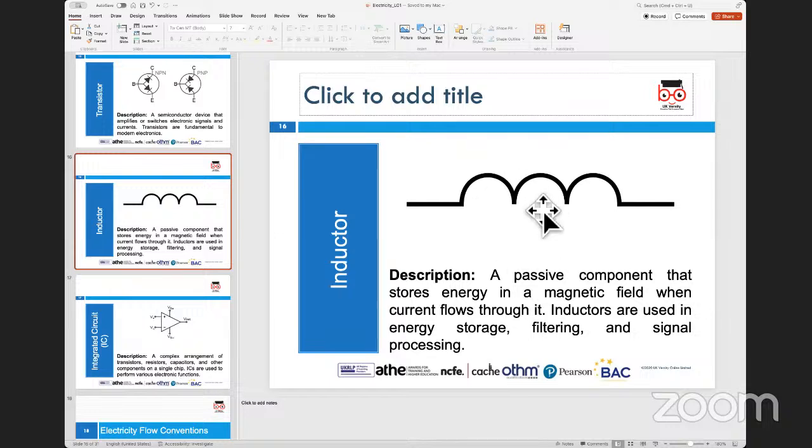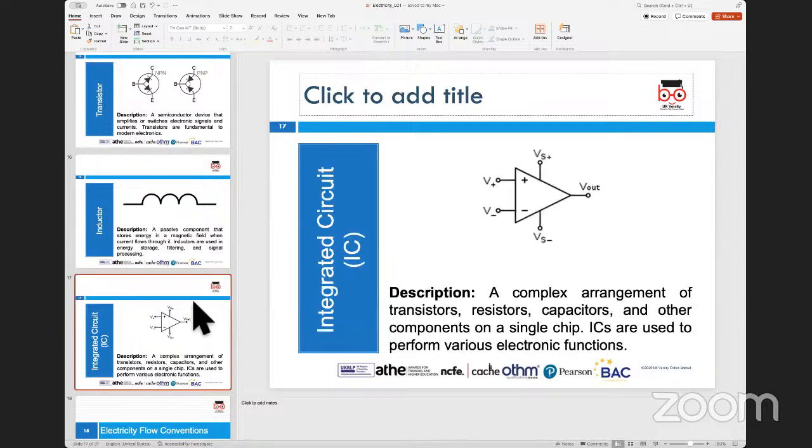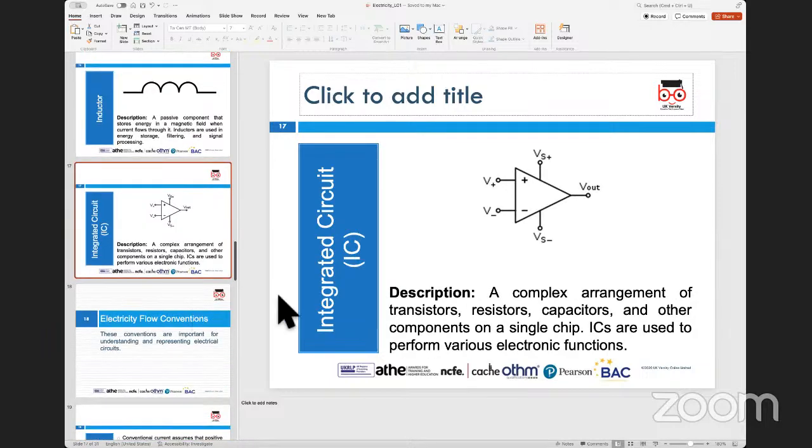And the symbol is normally three, I would say, peaks essentially alternating like half circles. Then we talk about other things like switches, batteries, fuse, ground, transformer, relay. You could have an integrated circuit and you could also have a motor.